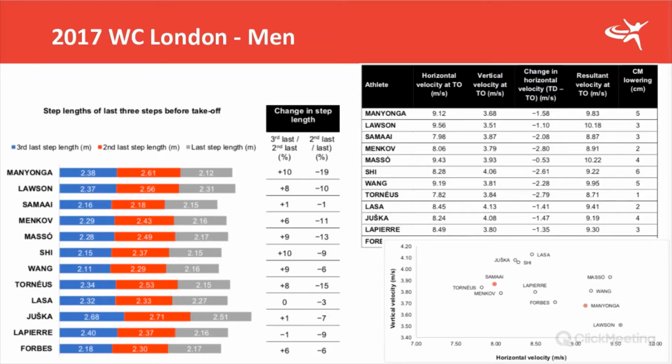And again, for the men, I've got some stats. Manyonga's 189 in height, which is just short of 6'3", weighing in at 82 kilos. Lawson 188, about 78 kilos, and Samai 185 at 75 kilos. So just interesting to see where these guys sit in terms of height and weight.